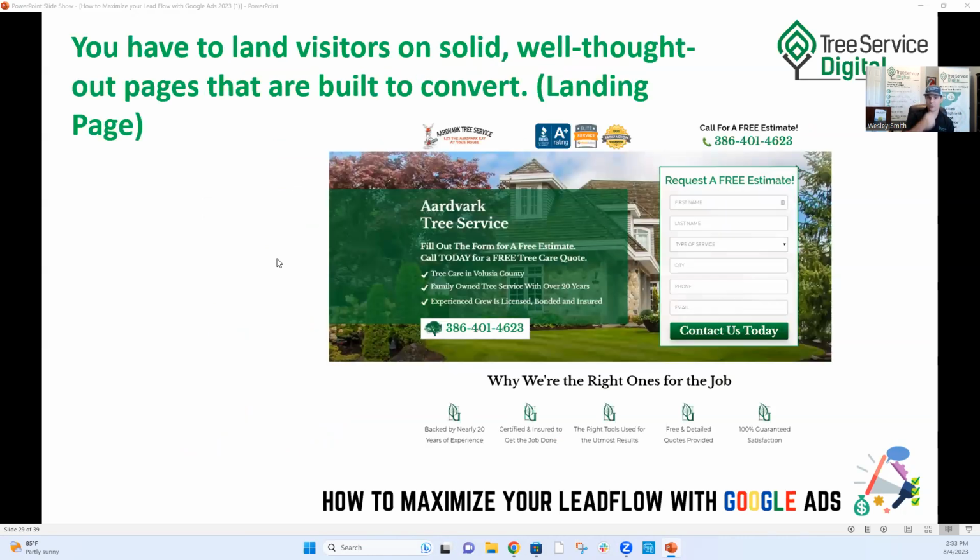So you have to have landing visitors, and this is another image of a landing page. You want visitors to land on a well thought out page that's built to convert, a landing page. So again, you got the name of the business, fill out the form for a free estimate. This is what we do. Here's our click to call number. Give us a call right now. Request a free estimate form right here. Contact us today. And so you see how this just really gives them the reason to give them a call. It's got all the calls to action on there.